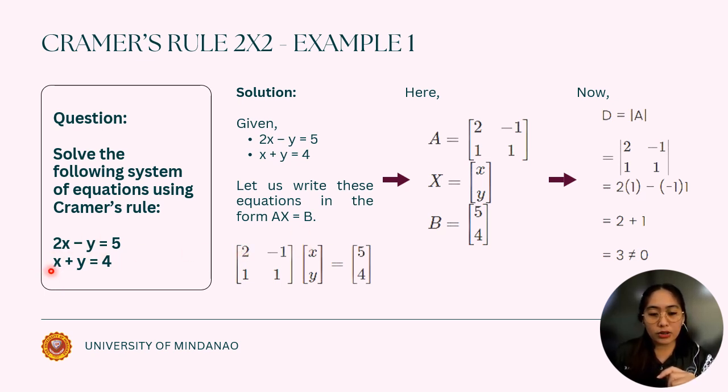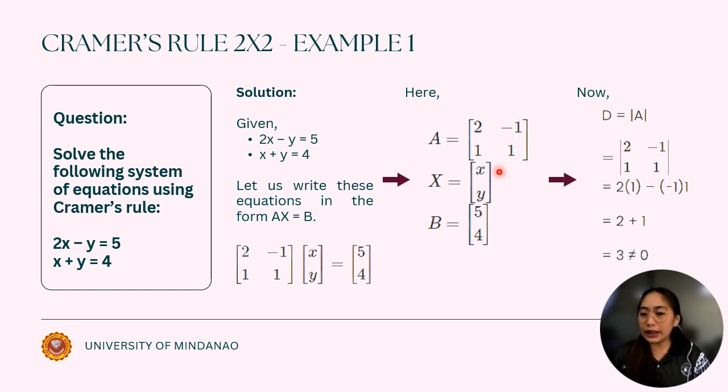Here's the second equation: 1 and 1. So here is our coefficient matrix, and then x is our variable matrix. Lastly, our constant matrix is 5 and 4, from the constants of the equations here. So what we will do first is specify the a, the x, and the b.